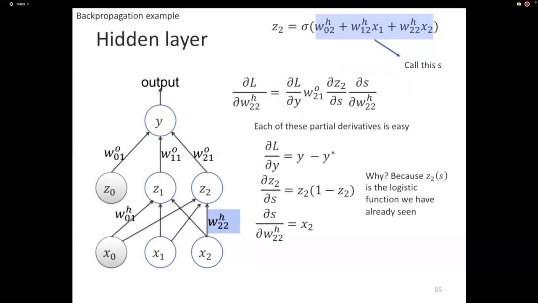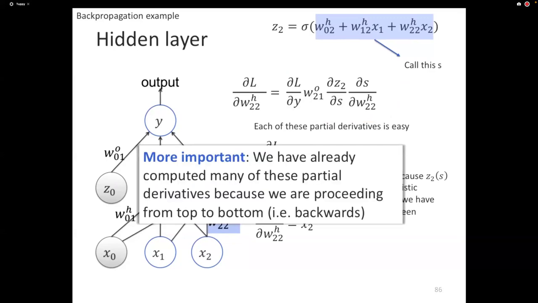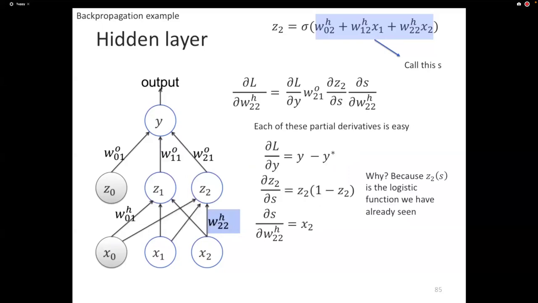But there's something even more important here. We've already computed most of these partial derivatives, because in order to get to this thing, we've already calculated the partial derivative with respect to Y. We calculated the partial derivative with respect to the sigmoid, because we are done with this one. So all we really need to do is this one extra step. The only extra calculation that needed to be performed was that one extra partial derivative and this product, because most of the other stuff has already been cached.